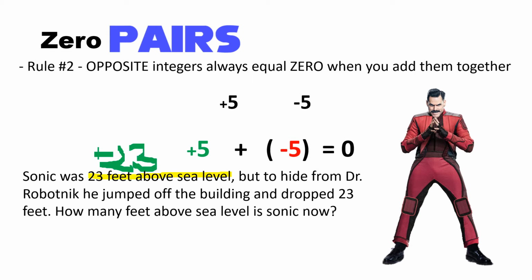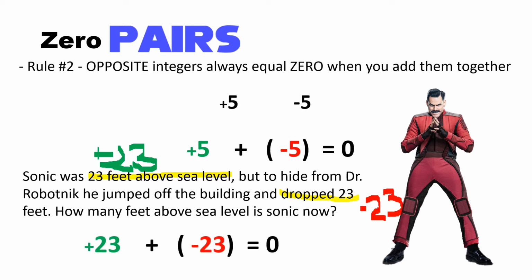Then he dropped 23 feet. So for that, we're going to be talking about a negative 23. Okay? So we're going to add these two integers together, and it'll look something like this: plus 23, and we're adding a negative 23. Because these two numbers are opposites, we have a plus 23 and a negative 23, they're going to equal 0. So he is now 0 feet above sea level, or he's right at sea level.